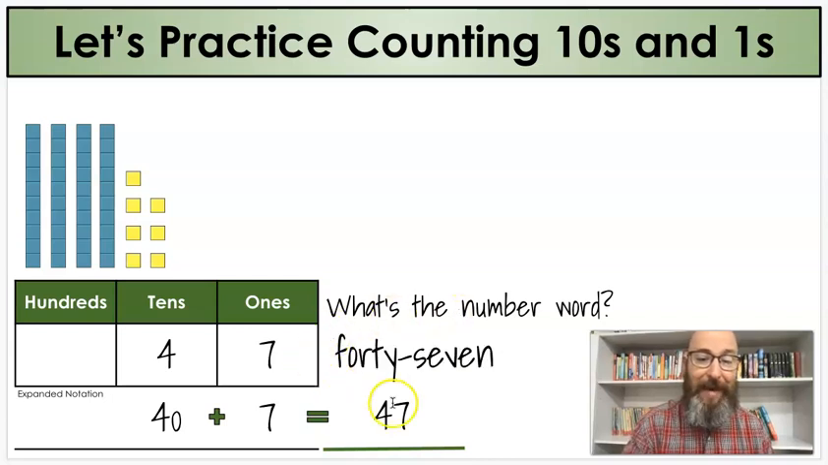47. Again, we have our expanded notation down here at the bottom. We take 47 and we break it up. 40 plus 7, because we have a 4 in the tens place and a 7 in the ones place. That's what the digits are.